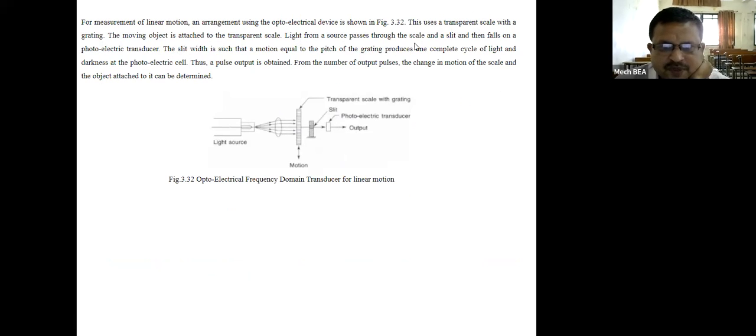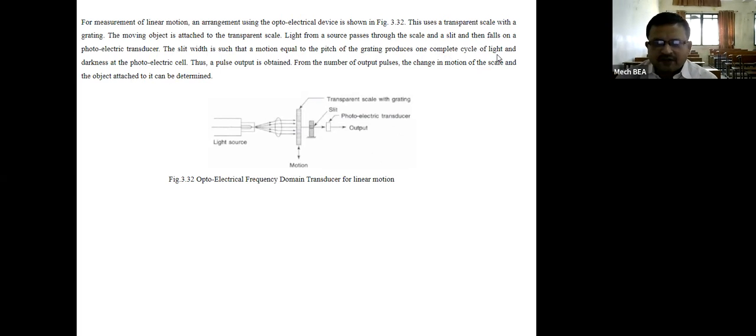Light from a source passes through the scale. Therefore, this light will pass from the source, through this lens, to this scale and a slit. This scale has small apertures or small gaps that are known as slits, and then the light falls on a photoelectric transducer. This is the photoelectric transducer. This is the slit.